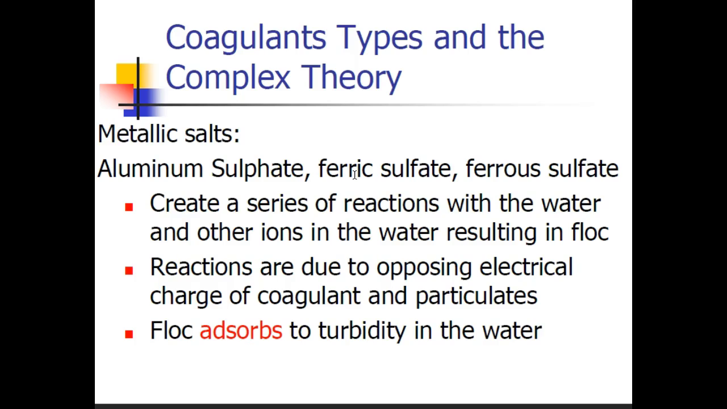Coagulant types and the complex theory. Metallic salts: we have aluminum sulfate, ferrous sulfate. They create a series of reactions within the water and other ions in the water, resulting in flock. The reactions are due to opposing electrical charge of coagulant and particulates. Flock adsorbs to turbidity in the water.